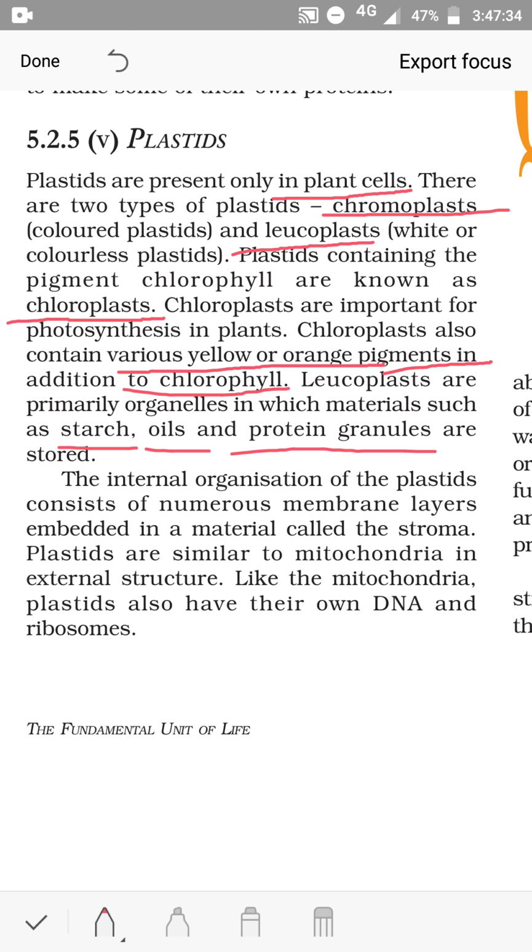The internal organization of plastids consists of numerous membrane layers embedded in a material called stroma. It is a holding substance. Plastids are similar to mitochondria in external structure. Externally, they look like mitochondria, but the inside structure is different. Like the mitochondria, plastids also have their own DNA and ribosomes. So you have two cell organelles which have their own DNA and ribosomes.